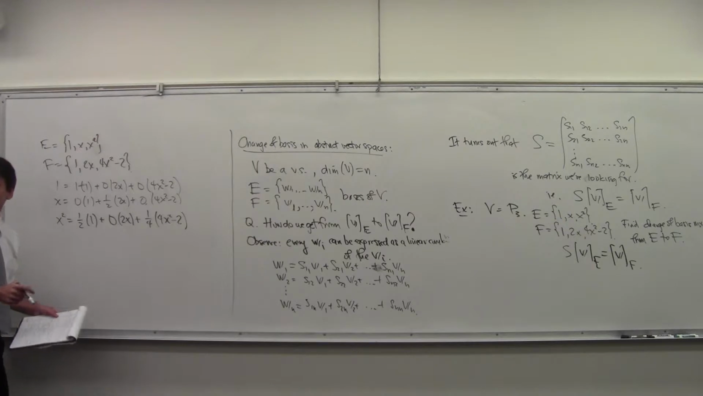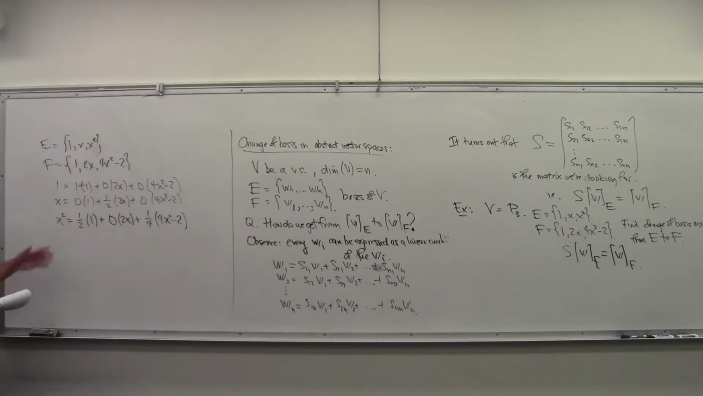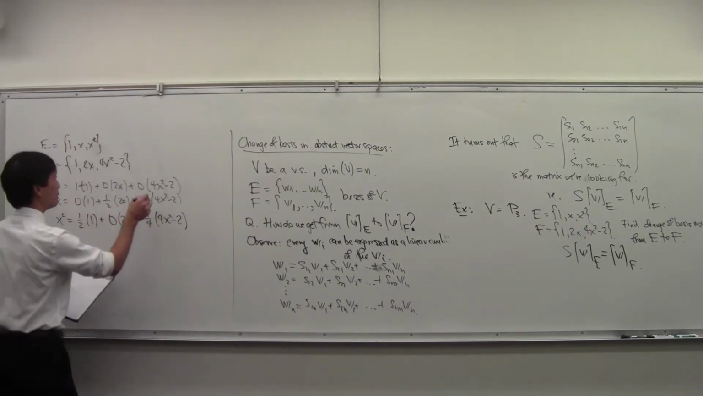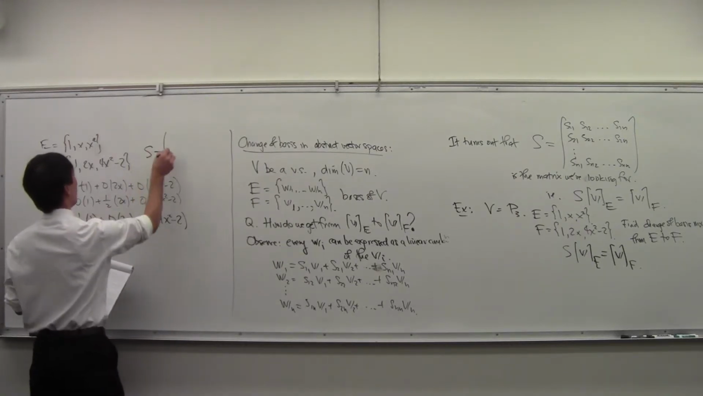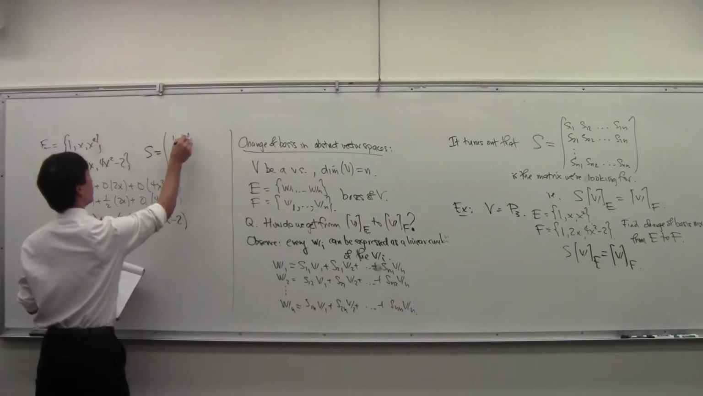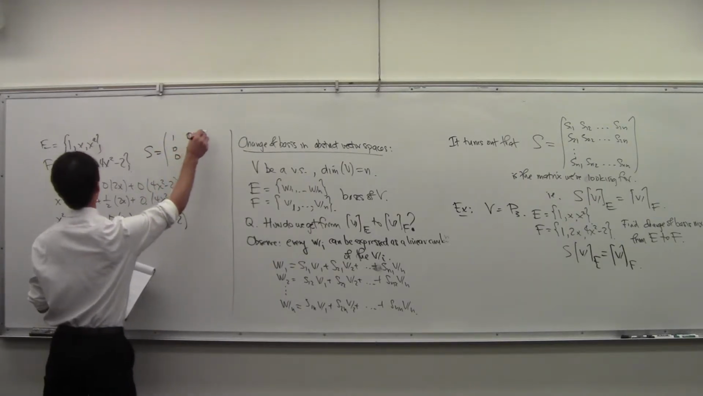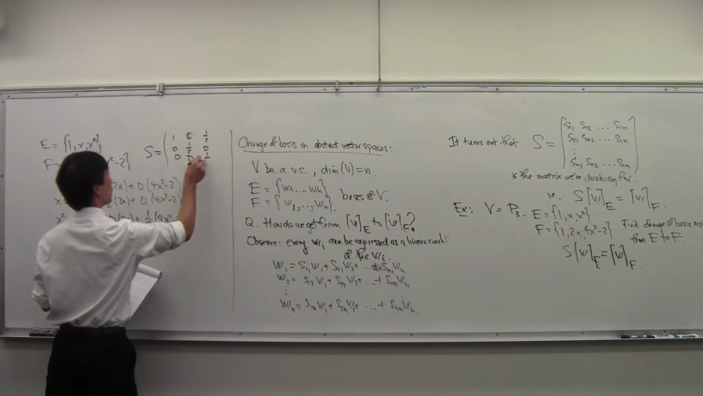Then you take the row, and then you take the transpose of these guys. So your matrix is going to be 1, 0, 0, 0, 1 half, 0, 1 half, 0, 1 quarter.